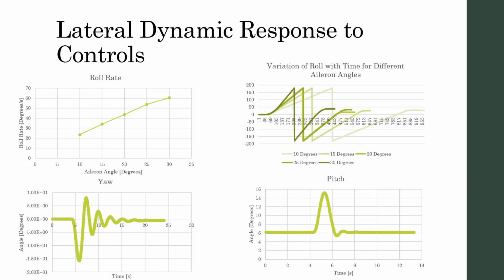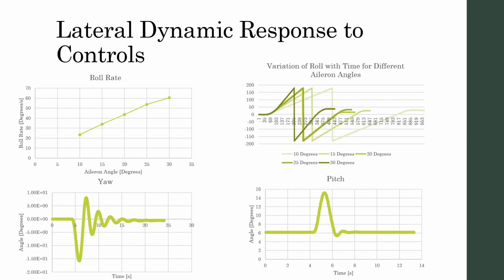The top left to top right diagram shows the time it takes for the aircraft to complete a roll. And for the 30-degree case, it's a much lower time, and this is because the lift is higher and the roll rate is faster.